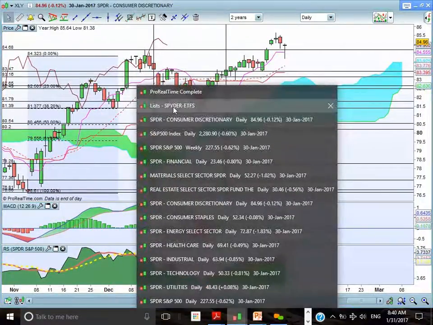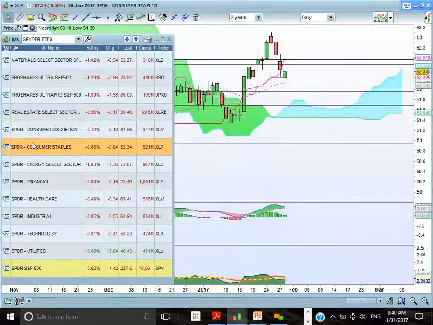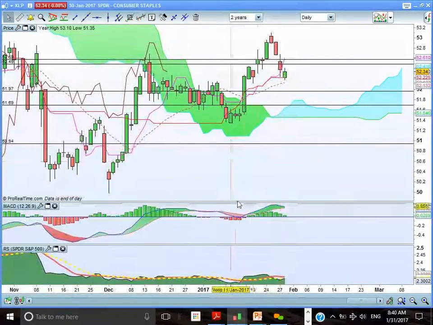Next one. Consumer staples. Also consolidating after a move. We've had a nice buy signal on a MACD basis there. Raced ahead.